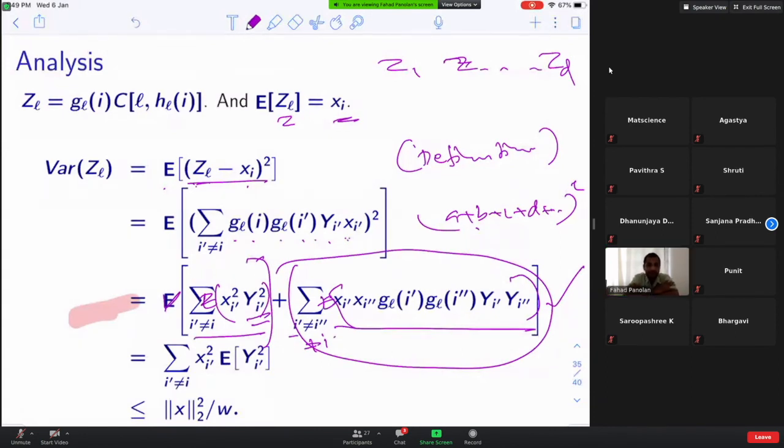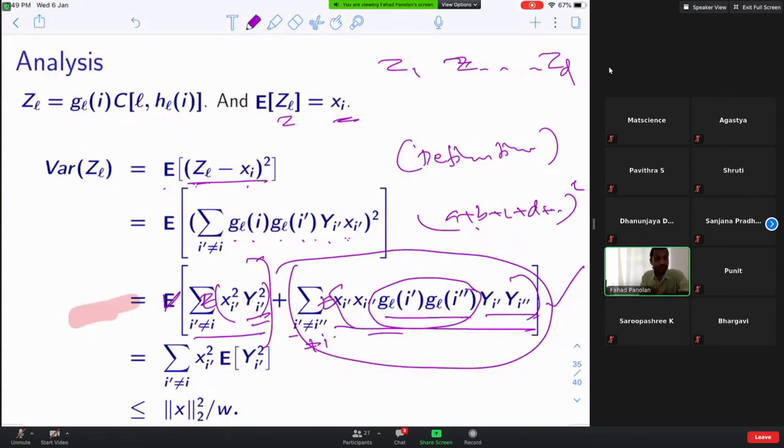Again, pairwise independence. Like this is independent with these two. So I can take the expectation inside: expectation of these two times expectation of these two. And these are pairwise independent, I prime not equal to I. So expectation of GL of I prime times expectation of GL of I double prime. And what is expectation of GL of I prime? It is 0. So this term is 0.